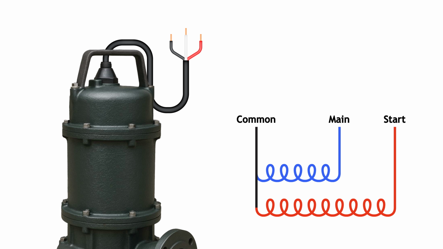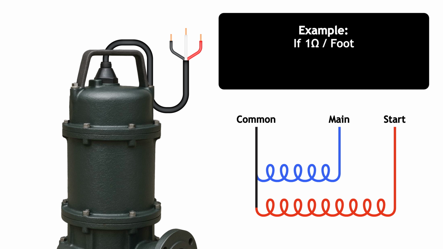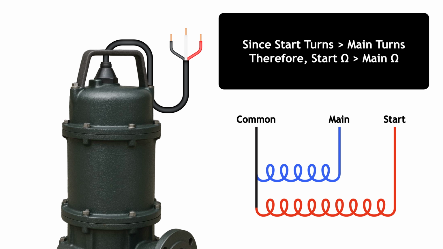Why do different windings show different resistance values? All motor windings use copper wire, and each wire has a resistance value based on its length and gauge. For example, if a wire has 1 ohm per foot, a 5-foot wire would have 5 ohms of resistance, and a 10-foot wire would have 10 ohms. Since the start winding has more turns of wire than the main winding, its total wire length is greater. Therefore, its resistance will be higher.